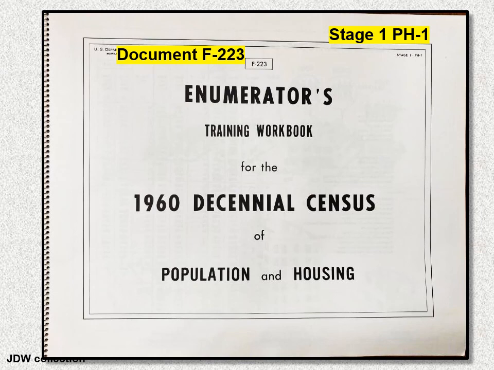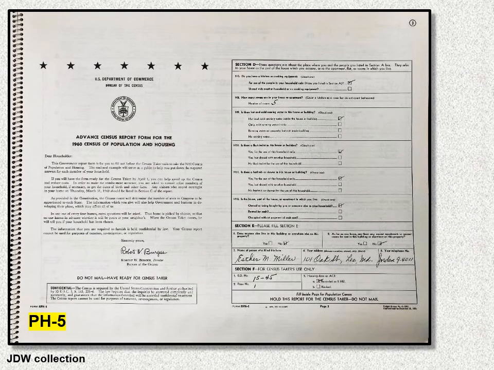And this is stage 1. Remember, this is the short form, PH1. And PH1 is a process for outside large cities. PH2 is going to be inside or for some large cities. The workbook shows, and I have some originals of this, but I'll show you it in the workbook, what an advanced census report form looked like. And this is for smaller cities and rural areas. And there are only a few questions that are asked here. This is form PH5.